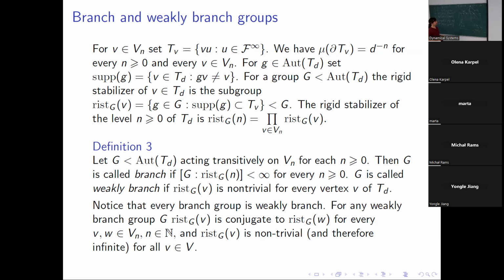For any weakly branch group G, the rigid stabilizers of two vertices V and W on the same level are conjugate, due to the condition of transitive action. And the rigid stabilizer of every vertex is non-trivial by definition, and it's not hard to conclude from it that it will be infinite for all vertices V. So these are the definitions of branch and weakly branch groups. Now, why are they interesting?